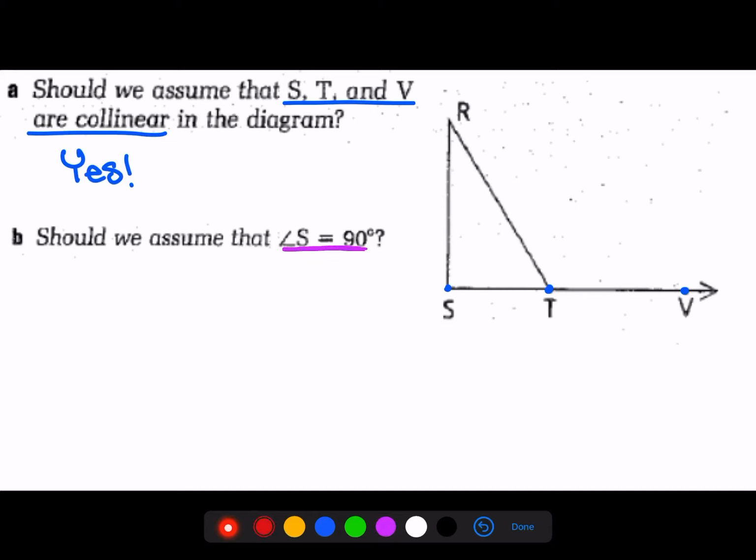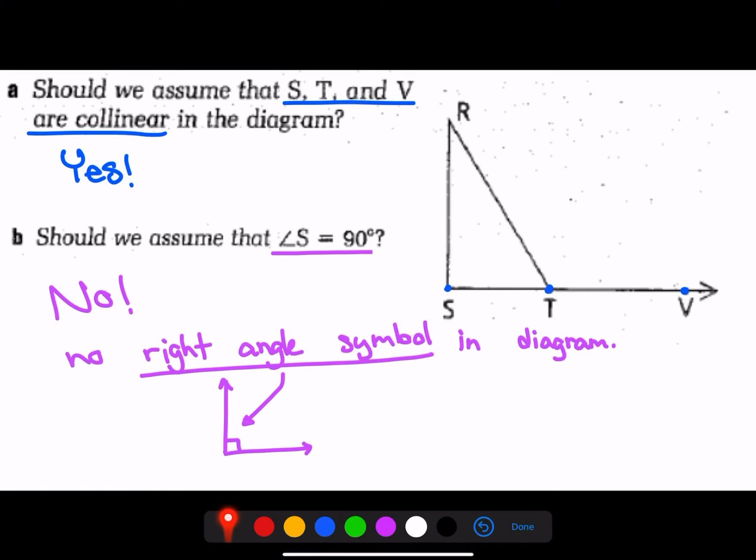Can I assume that angle S is 90 degrees? This angle right in here looks like it could be a 90-degree angle, can I assume that? Well, no. There's no box there. There's no right angle symbol. So if there's no box in the corner, there's no right angle symbol, then I cannot assume that's a right angle. So that is a no.